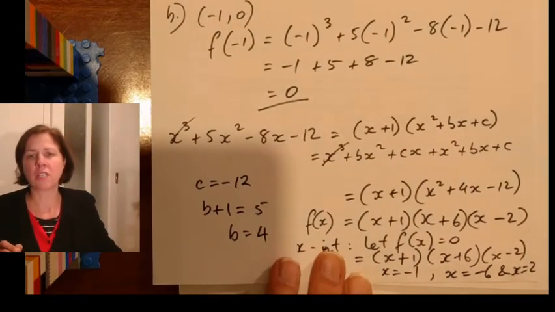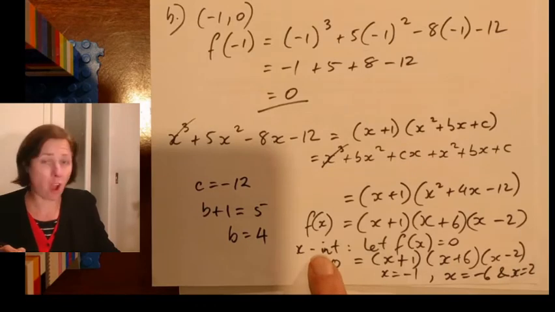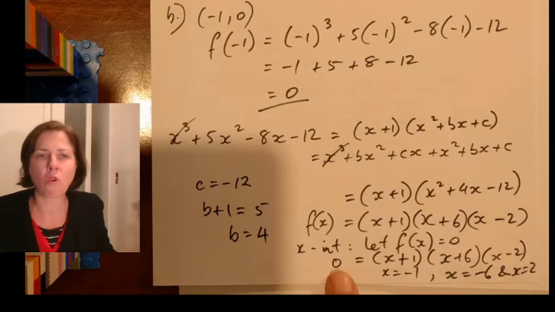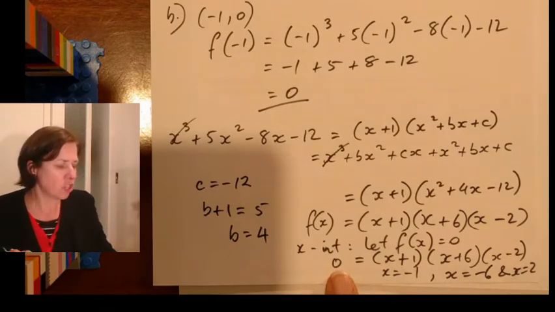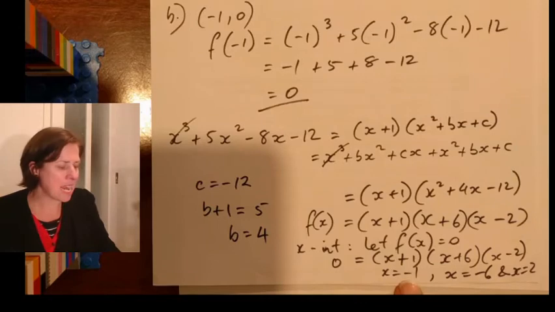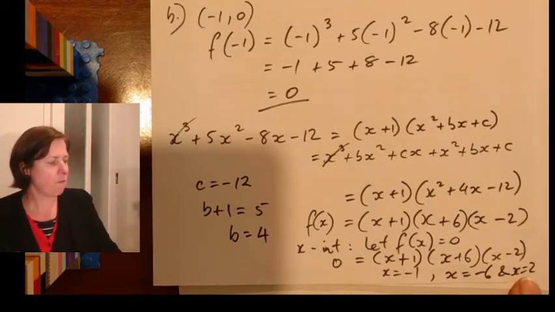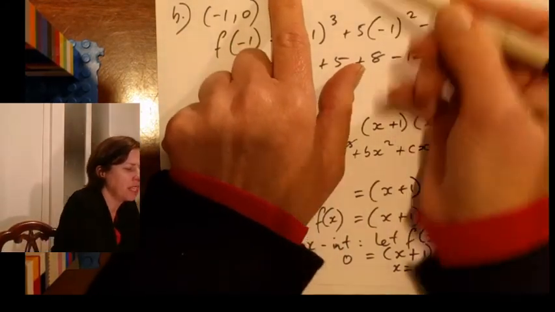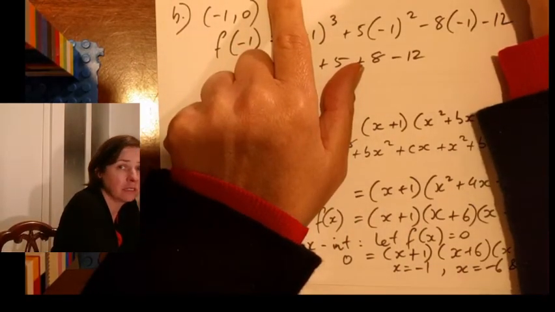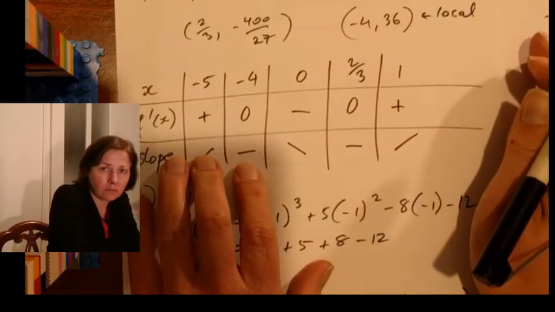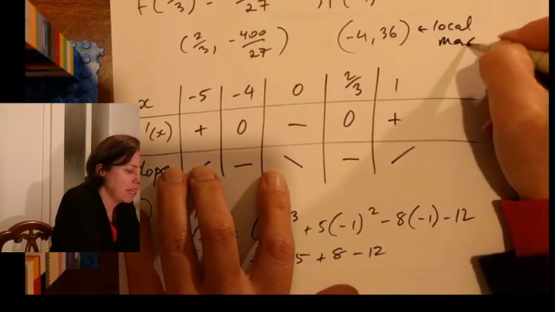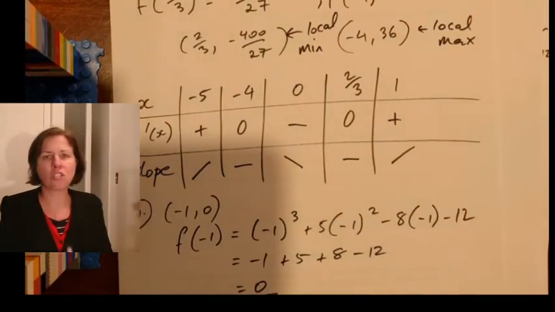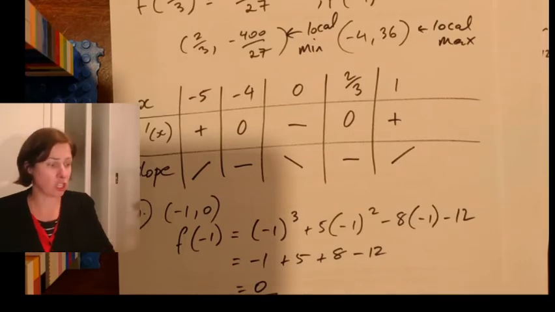Sorry, that's a bit squished. Notice that I wrote this working out. I'm finding x-intercepts, therefore I'm letting f of x equal 0. I don't want to just throw a 0 on there without explaining what I'm doing. So now I have found the 3 x-intercepts of the graph. I've found 2 stationary points, and I know what they are. I know that this one here is going to be a local max. Sorry, you can't see that. A local max. And this one here is going to be a local min. So I'm ready to do my last part of this question, which is sketching the graph.